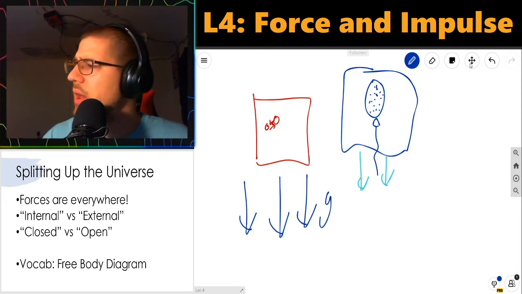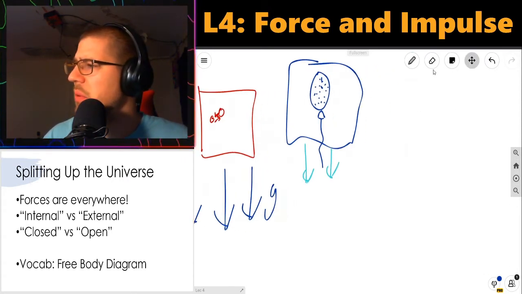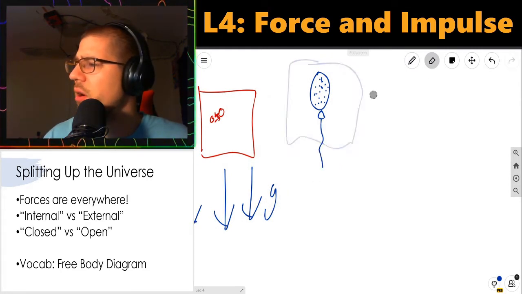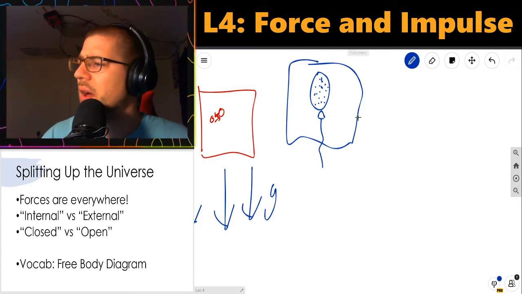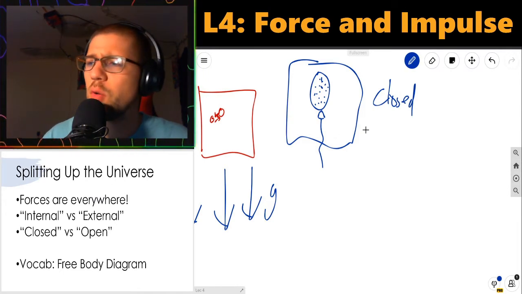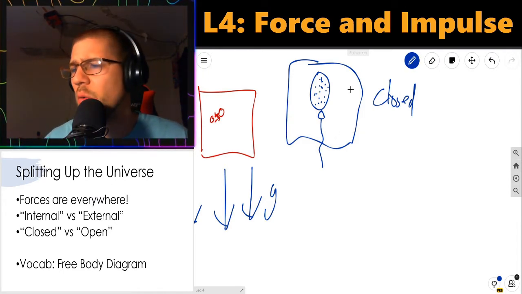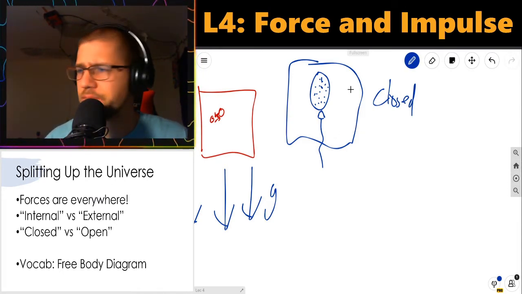If there are no net forces acting on a system, so maybe my balloon's out in space, with no gravity for example, meaning no net external forces, then we say that the system is closed. It's closed when there are no net external forces, and it's open when there are net external forces.